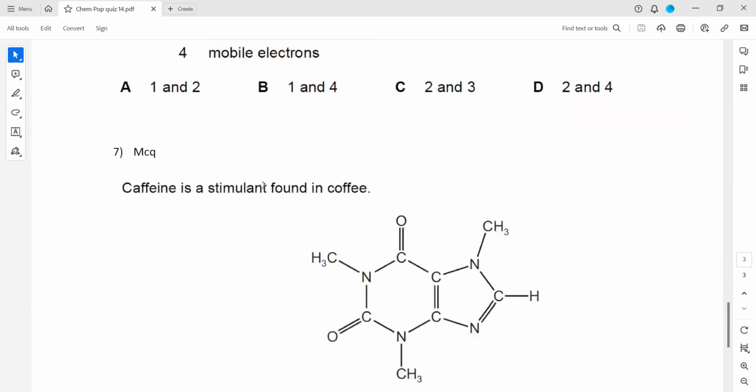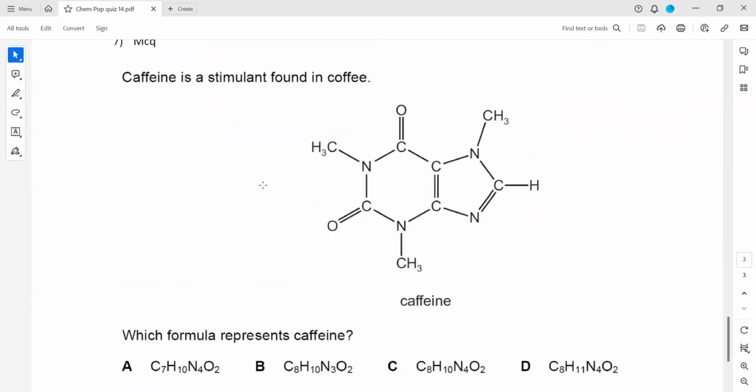In question 7, caffeine structure is given. You have to state the molecular formula of the caffeine. Look how to work out the formula from the structure. You just count the number of atoms for each. Like carbon are there. How many carbon atoms? 1, 2, 3, 4, 5, 6, 7, 8. So 8 carbon atoms are there. So it cannot be A, because 8 carbon atoms.